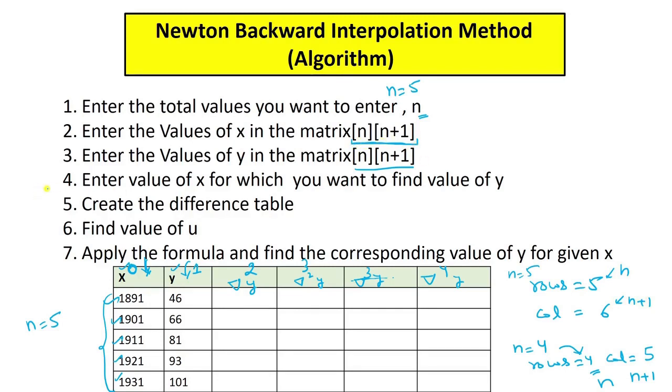After that, you will ask the user what is the value of x for which you want to find the value of y. In our case, our x is 1925. After that, we will create the difference table. We will apply the formula, and before applying the formula, we can find the value of u. After applying the formula, we can find the value of y. So this is a simple algorithm. Let's see how we will write the pseudocode for it.